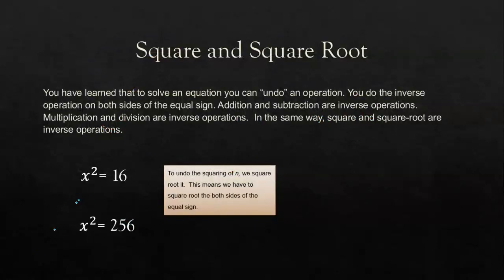Okay, now we're going to talk about squares and square roots. So we've learned to solve an equation by undoing an operation. So you have the inverse operation, and we do it to both sides of the equal sign. So for addition, the opposite is subtraction, and for multiplication, the opposite is division. And in the same way, when we have something being squared, the square root is an opposite operation.